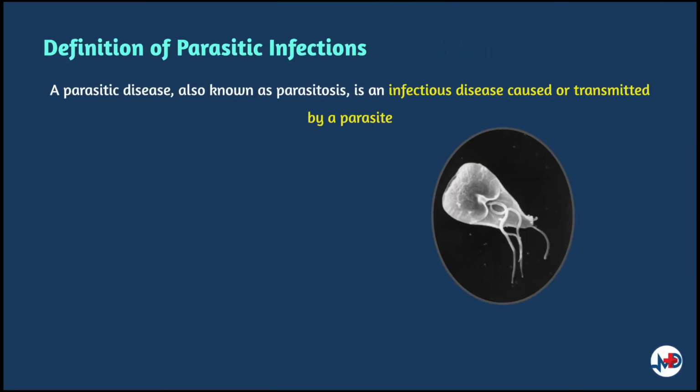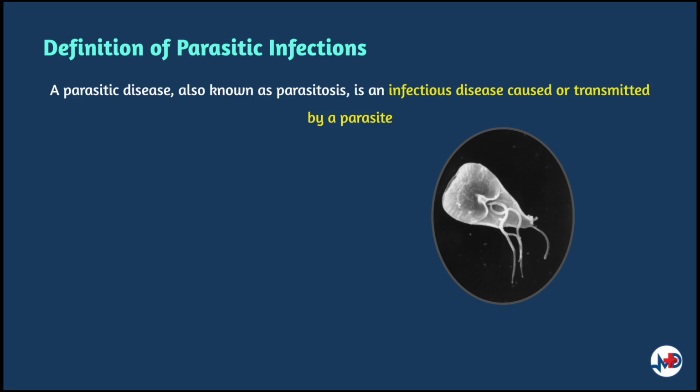A parasitic disease, also known as parasitosis, is an infectious disease caused by or transmitted by a parasite. Many parasites do not cause diseases as it may eventually lead to death of both organisms and host. However, there are some parasites that carry on infecting. And parasites infecting humans are called human parasites.